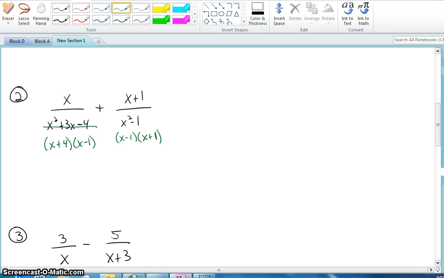Okay? So now if I'm looking at these, I know that my common denominator is going to have an x minus 1, an x plus 4, and an x plus 1. However, look again. In this second fraction, I have an x plus 1 and an x plus 1. Those can reduce. When I reduce, I now have x over x plus 4 multiplied by x minus 1 plus a 1 over x minus 1.